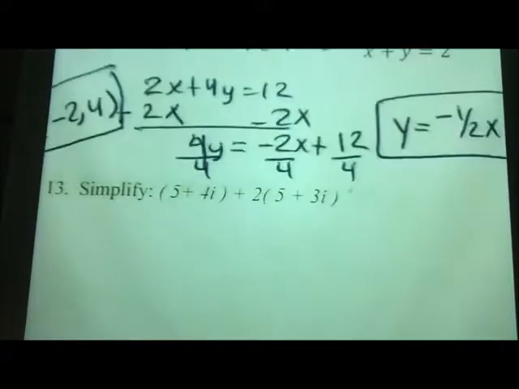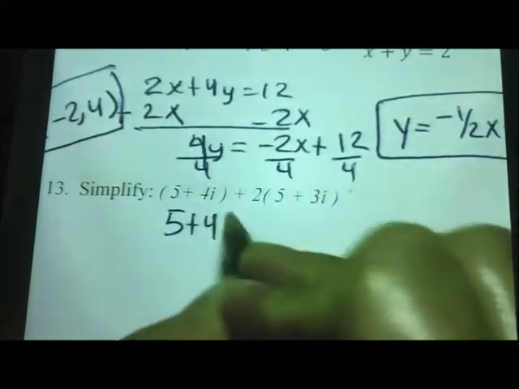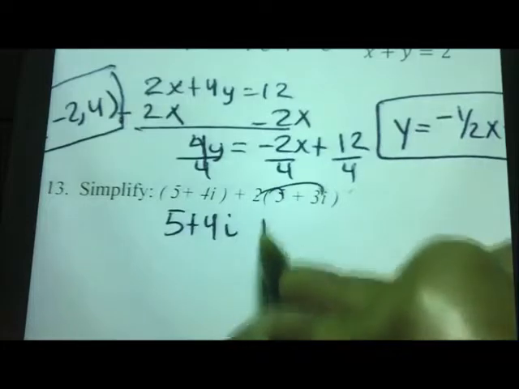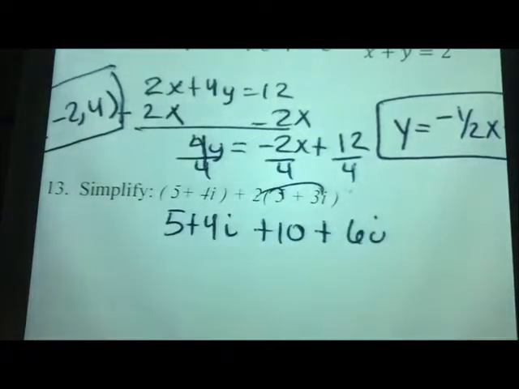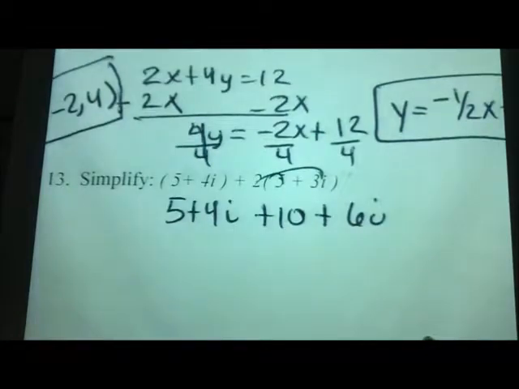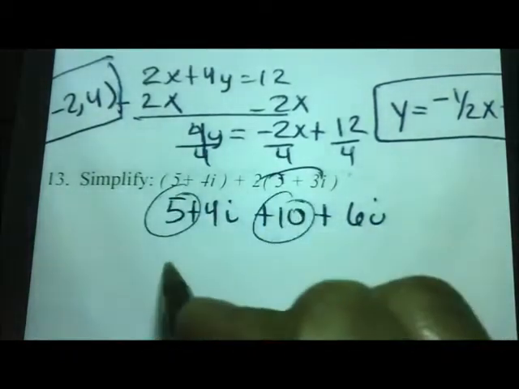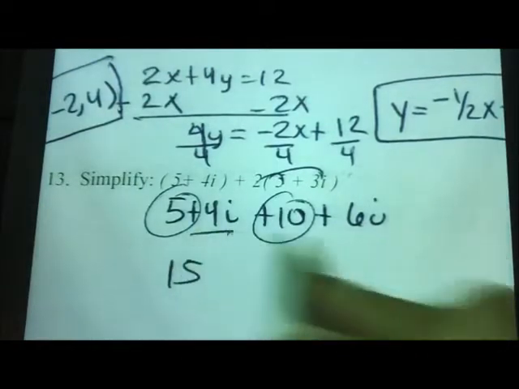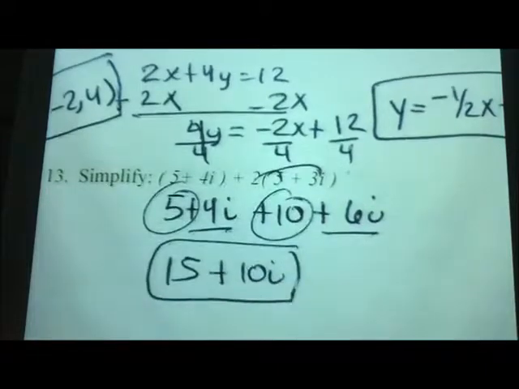Now the next problem, this stays the same. I multiply this by 2, and then I would combine like terms. 5 plus 10, 15. 4 plus 6, 10i. And that's my answer. That's all you do there.